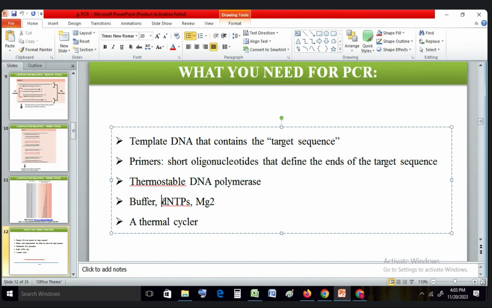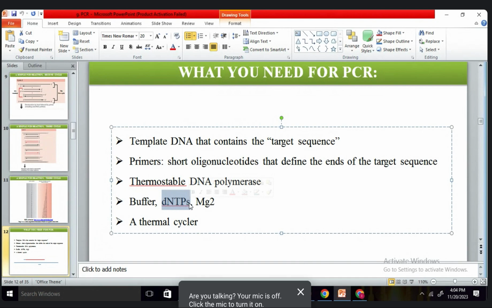Next thing is dNTPs. dNTPs means deoxynucleotide triphosphate. How many dNTPs do we have? Four. And why do we need to add dNTPs here? Sir, when DNA extends, one nucleotide at a time comes and adds, and the extension continues. Exactly. So as you are amplifying new DNA, you need nucleotide triphosphates, dNTPs, to make that new DNA. That's why dNTPs are essential.